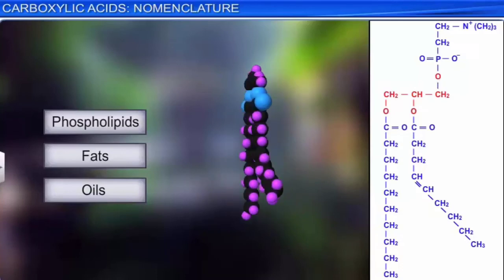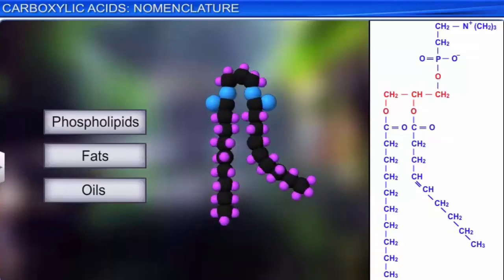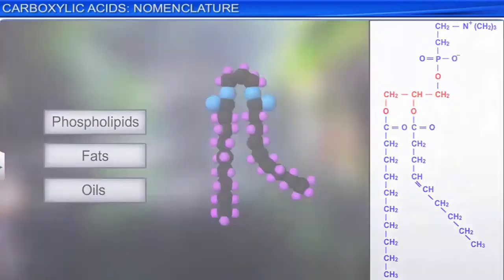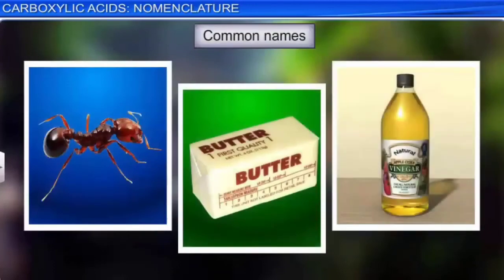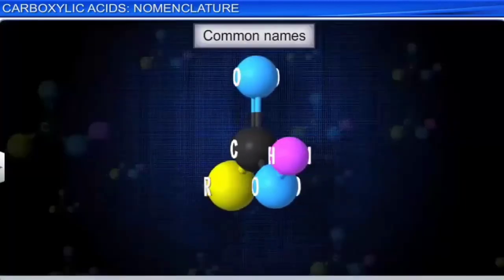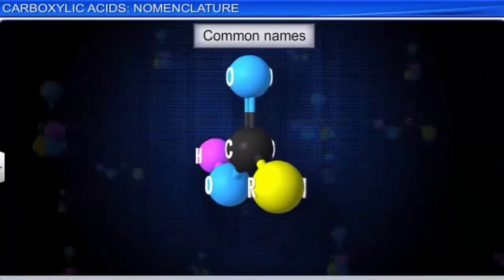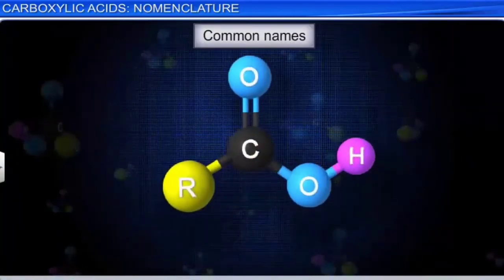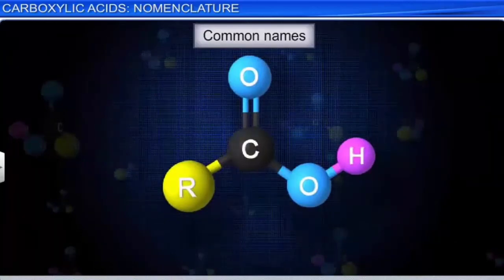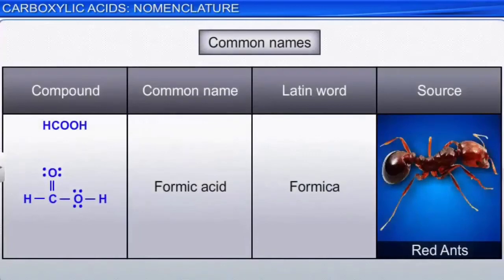Aliphatic carboxylic acids have been known for a long time. A large number of them are known by their common names that refer to their sources rather than to their chemical structures. The common names for carboxylic acids are usually derived from Latin or Greek words that indicate the original source of the individual acid. All common names of these acids end with IC acid.